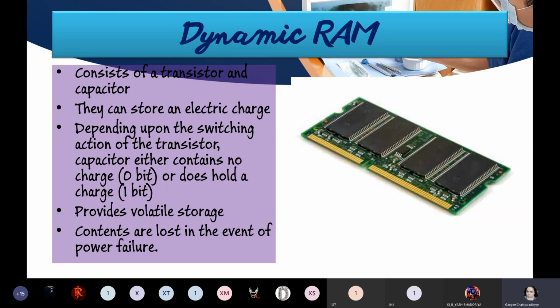And also please note down one more thing for dynamic RAM. It has to be refreshed multiple times per second, because the capacitor loses the charge over a period of time, or very quickly if it is not refreshed again. So that is why it needs to be refreshed. Contents are lost in the event of power failure.